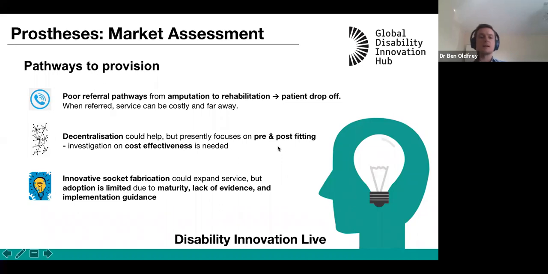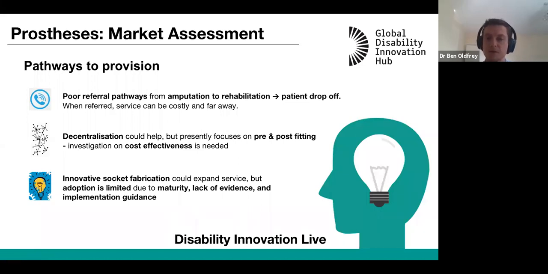So another problem we see is that there's poor referral pathways from amputation service to rehabilitation services. And this leads to patient drop-off. A lot of this is around just low awareness of what services are available across teams. Unfortunately, when referred, these services can be quite costly to the users and often very far away. They're concentrated in urban settings. And if people are from a rural setting, then that journey could be both long and very difficult. One thing that could help here is decentralization.